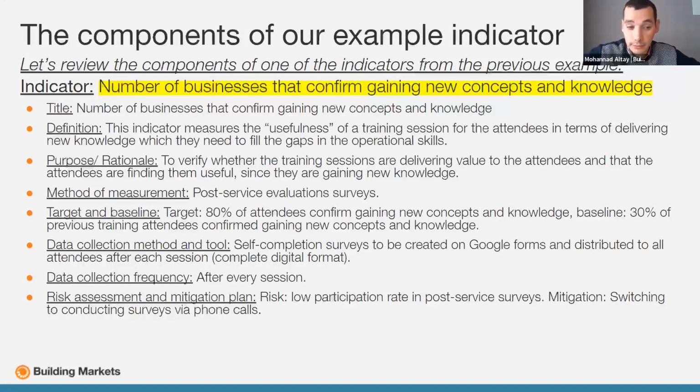All right, and having an indicator like this, we know whether things are going in the right direction or not. Component number 3 is the method of measurement. Here you have to clearly describe how you intend to measure or track this indicator. It can be surveys, it can be tests. I explained this in detail.